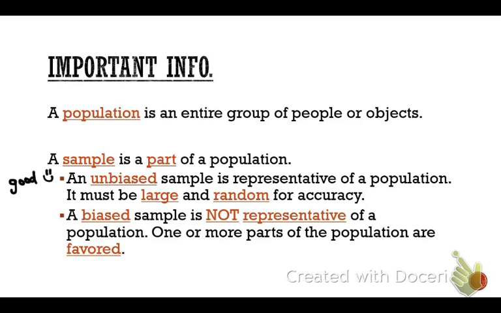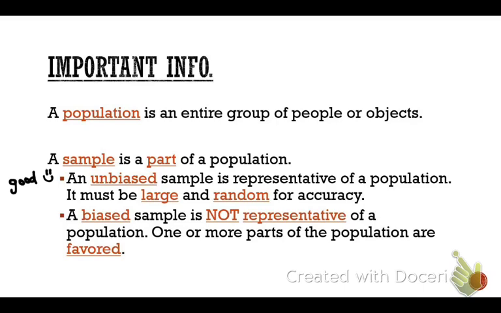Now there's only a certain way that something can be unbiased. It has to be large and random. Everyone say large and random. If it's not large and random, then it's not going to be accurate, which means it would not be a good sample.